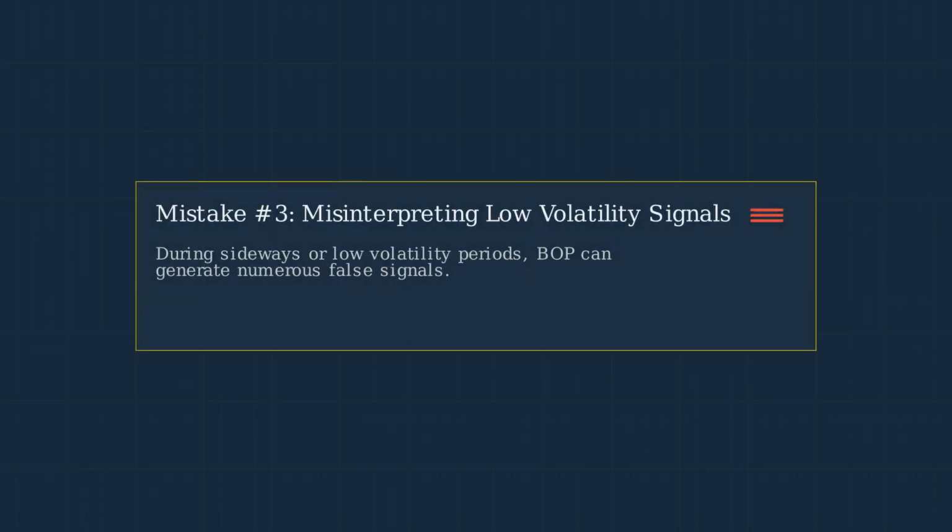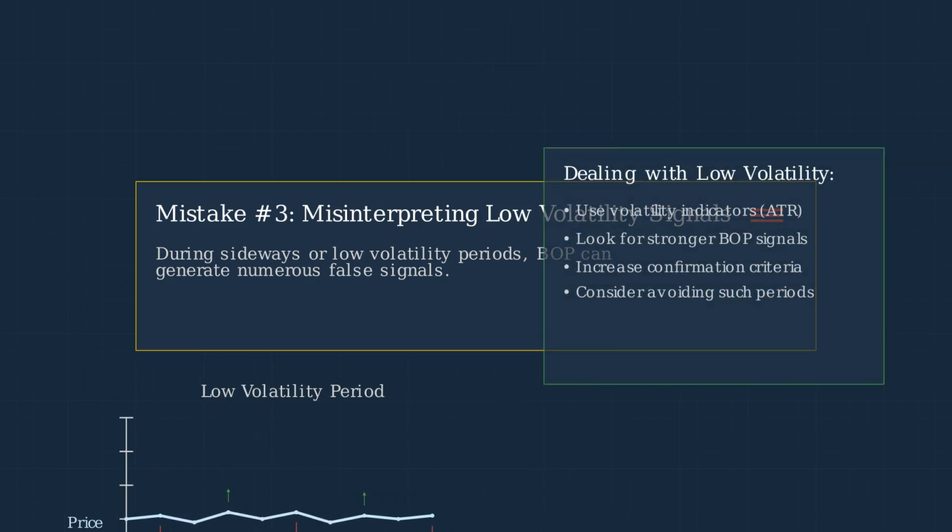The third mistake is misinterpreting BOP signals during periods of low volatility. In sideways or consolidating markets, BOP can generate numerous false signals that lead to unsuccessful trades. During low volatility periods, consider using additional volatility indicators like average true range to filter BOP signals, or simply avoid trading during these consolidation phases.